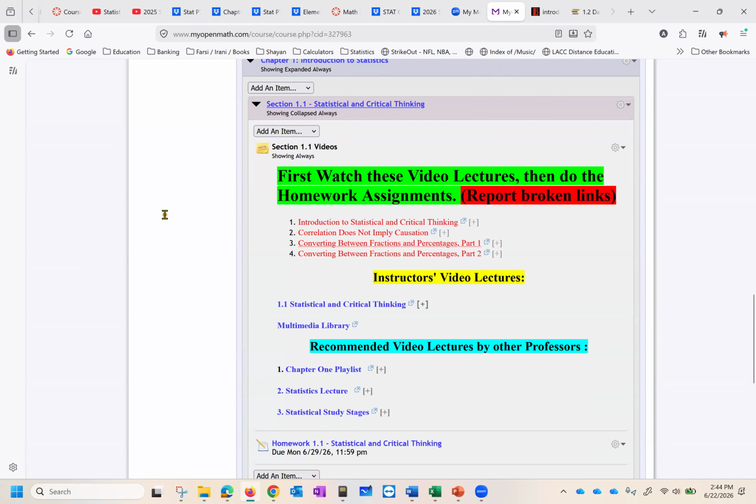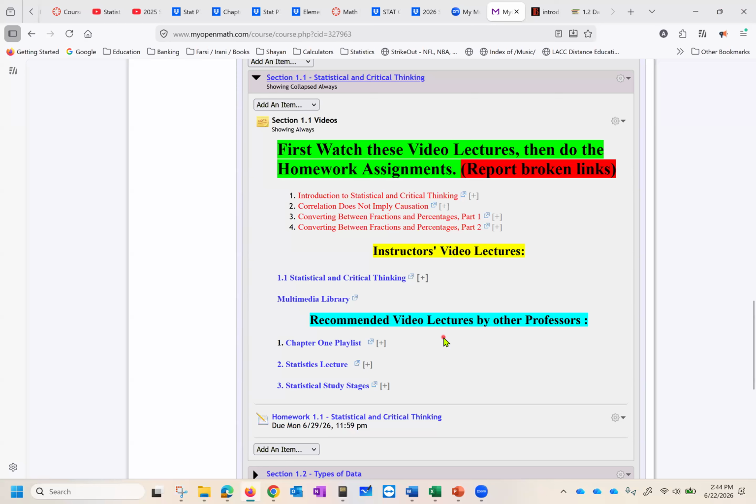So what happens when you expand it? You see a bunch of videos. I highly recommend you watch them, those videos as well as mine, and figure out maybe you like them more, okay? Or if you want to look at recommended video lectures by other professors, please do so. So the bottom line is there are a lot of resources. You decide what works the best for you.